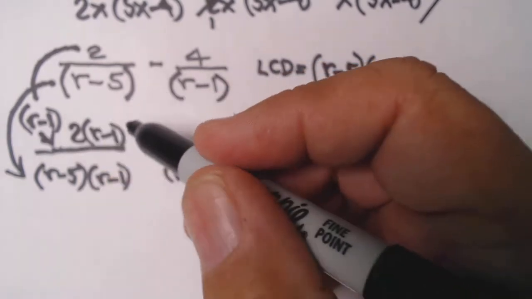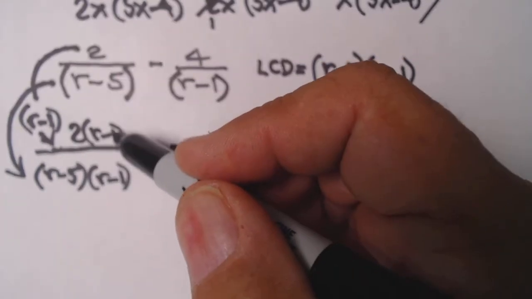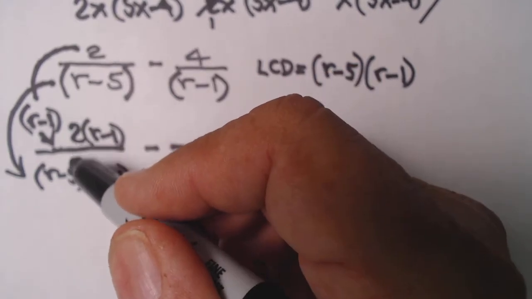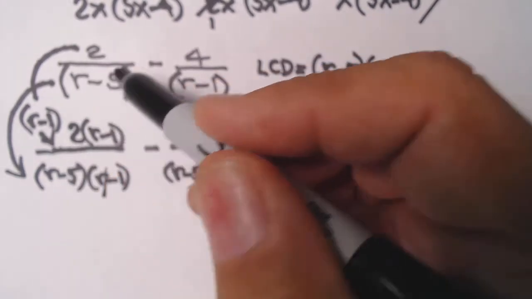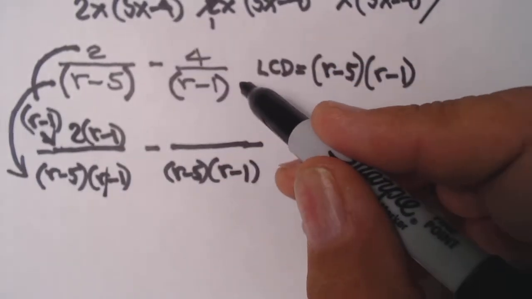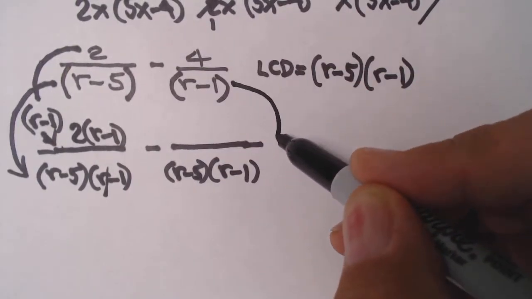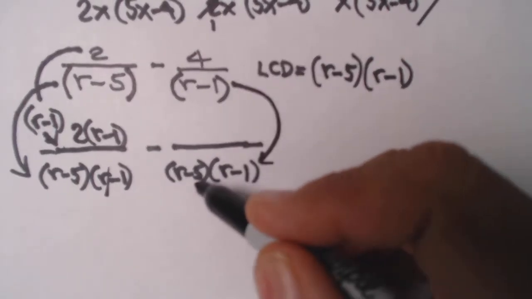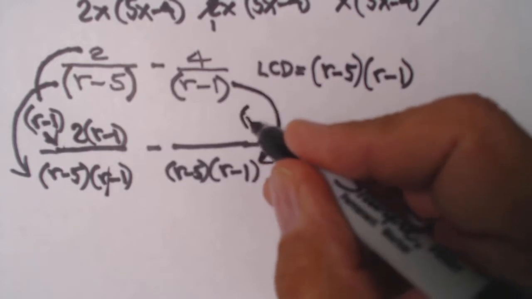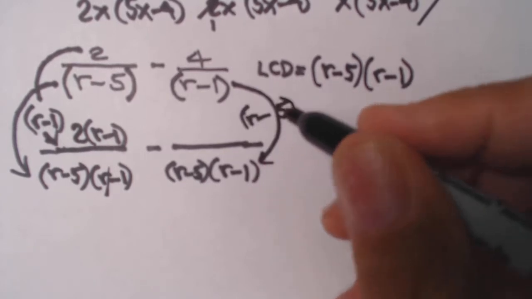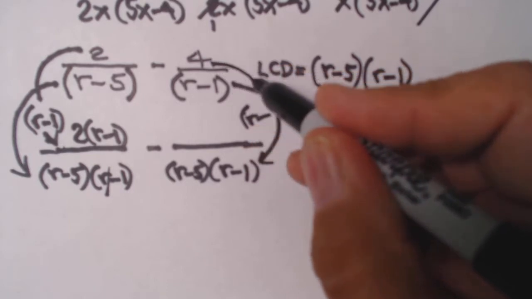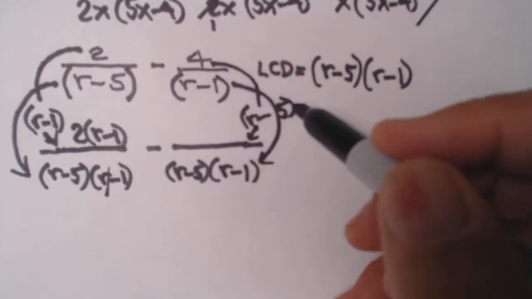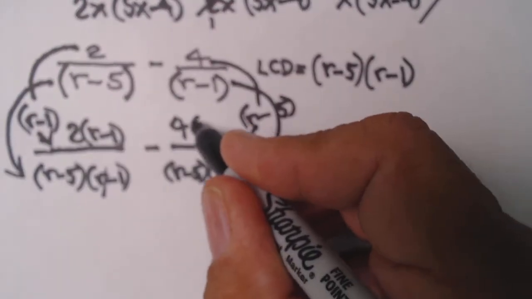Now notice, you don't want to reduce this, but if you did it in your head, if you reduce the r minus 1's top and bottom, you end up with 2 over r minus 5, which is exactly what you should have to start with. Okay, do the same thing on the second guy over here. Compare the old denominator to the new one. What's missing is the r minus 5. Here it goes. So we have to multiply the top by the same thing. And if we do that, we get 4 times r minus 5.